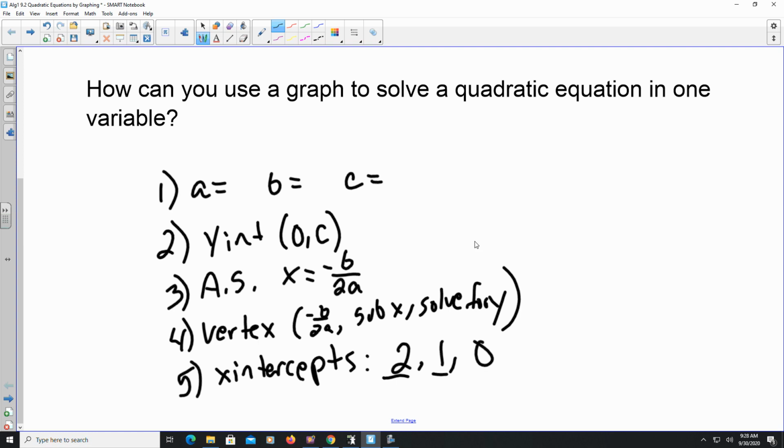This means it crosses the x-axis in one spot. Here's a little note: if it's only at one spot, the x-intercept would also have to be the vertex. So keep that in mind. And zero spots means it doesn't cross the x-axis at all. Throughout this chapter, we're going to be looking at different ways that we can solve for those x-intercepts, and one of the ways that we can do it is by looking at the graph.